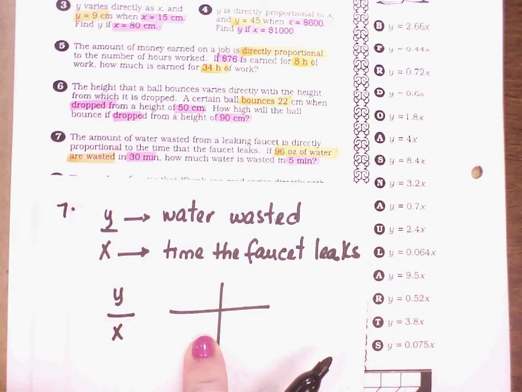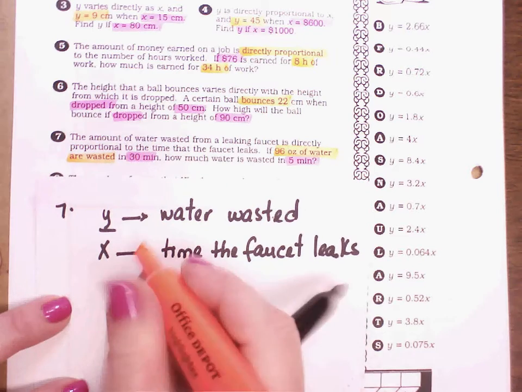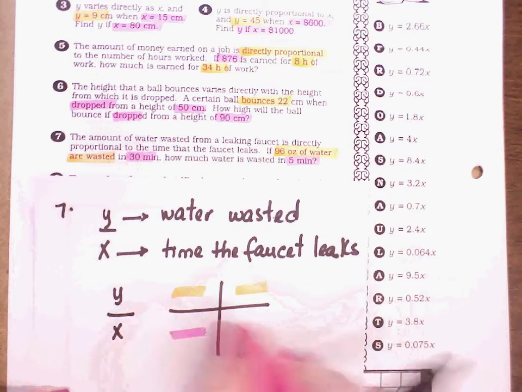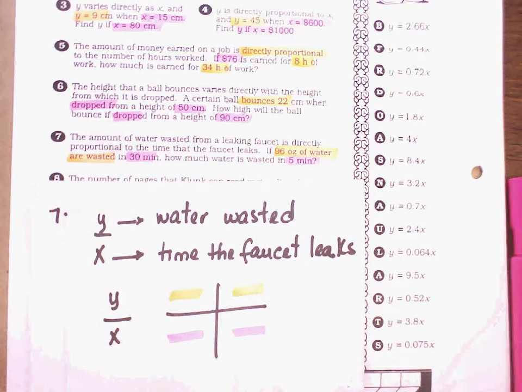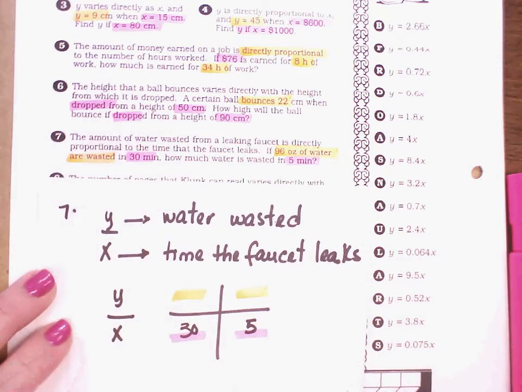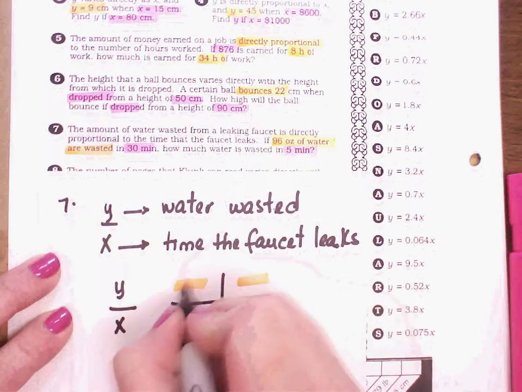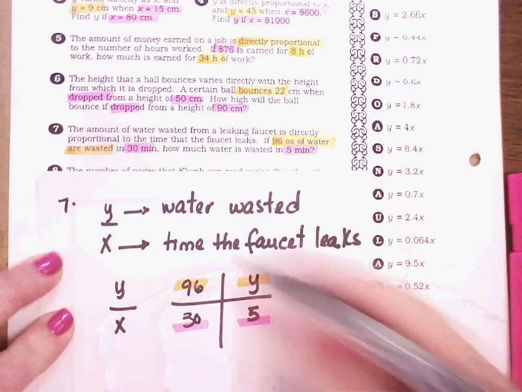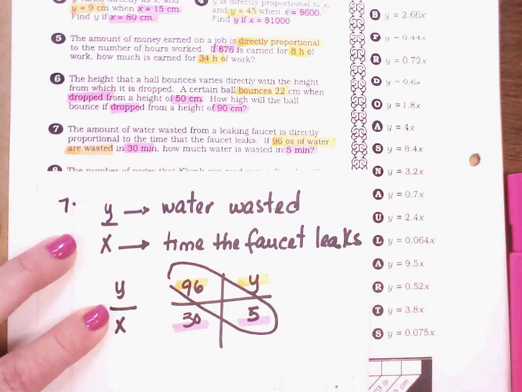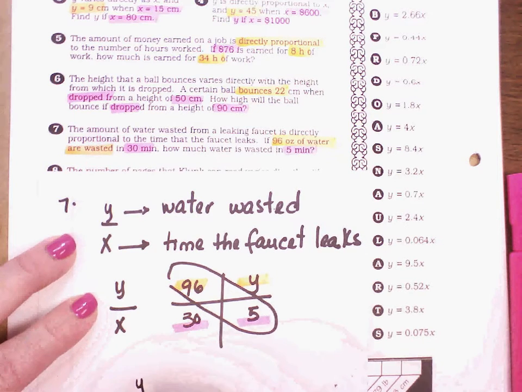All right, so X is my time, which would be my pink. So what are my numbers for time? 30 and 5. What are my numbers for water that's wasted? 96 and Y, right? Or whatever letter you want to use. So 96 times 5 divided by 30. What do we got? 16 ounces? Because this is water wasted.